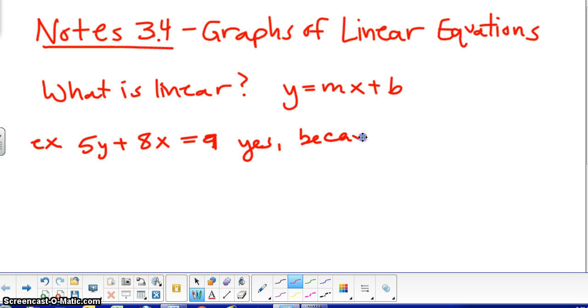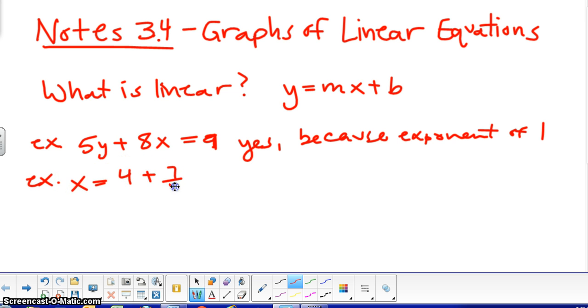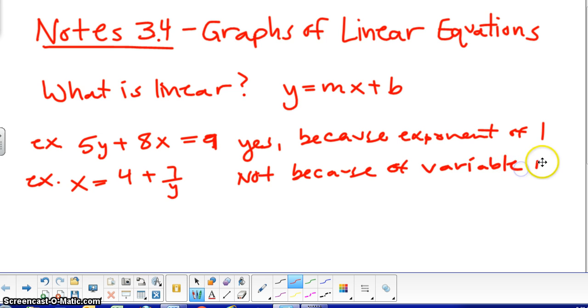because the exponents are in the first degree. So it's an exponent of 1 for all of the variables. Let's look at another one. What about x equals 4 plus 7 over y? This is not a line because of the fraction. Well, even more importantly, because of the variable in the denominator.